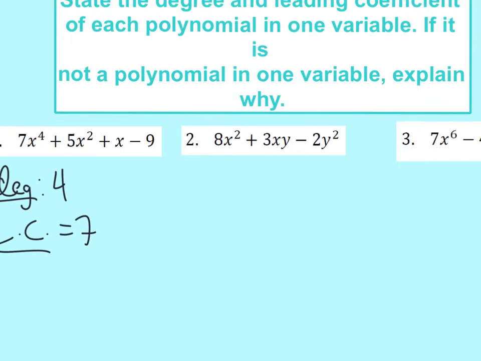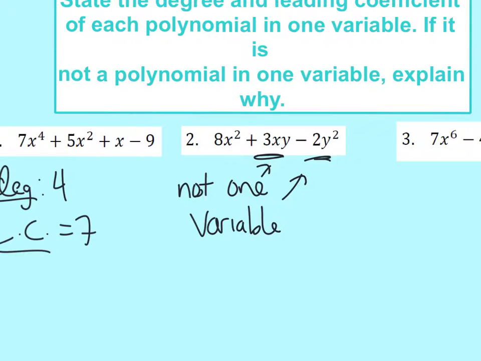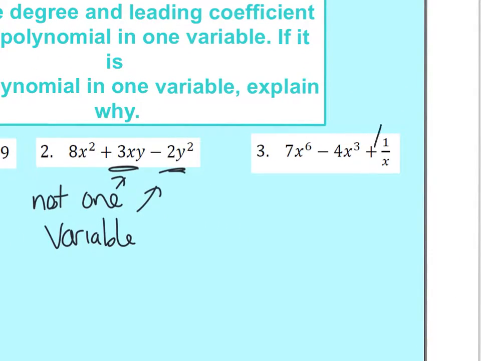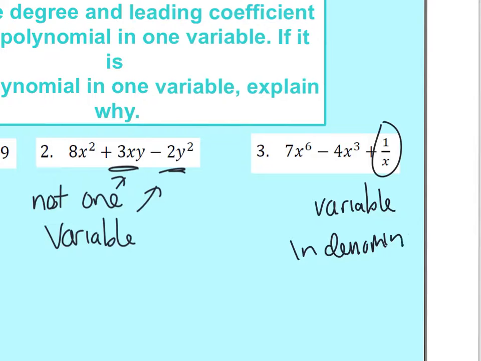Okay, so for number 2, this is not one variable, all right, because you have 3xy and 2y squared. So that one doesn't work, not one variable. For 3, this doesn't work because you have a variable in the denominator. Variable in the denominator means that it is not a polynomial in one variable. These two are fine, but that x in the denominator means that you cannot do that.